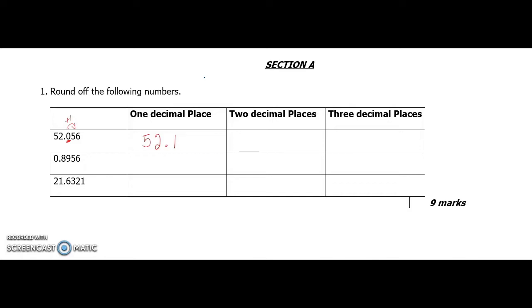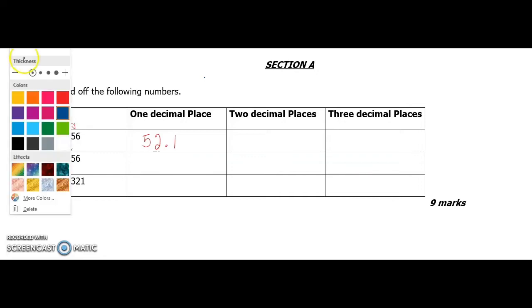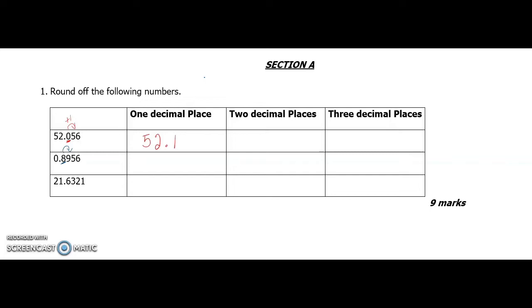For my second number, I have 0.8959. Again, I'm focusing on 1 decimal place. I just need 1 number after my decimal point. So the 8 is my target number. When I look to the right of my 8, I realize that I have the number 9. So I'm going to add 1 to 8, and 8 plus 1 is 9. So my answer is 0.9.